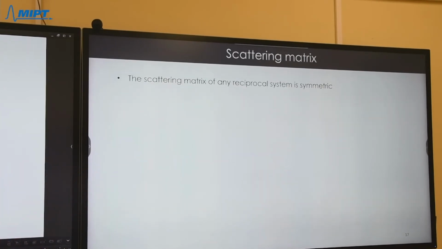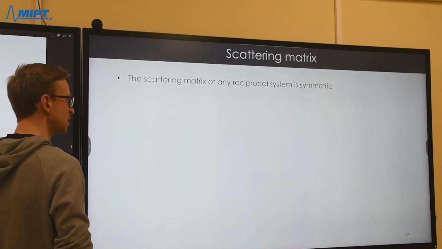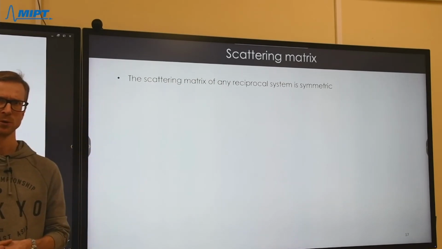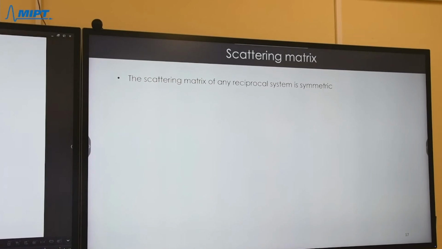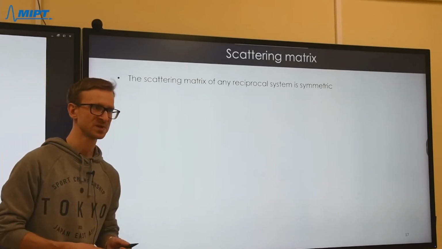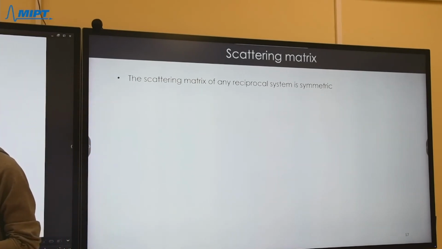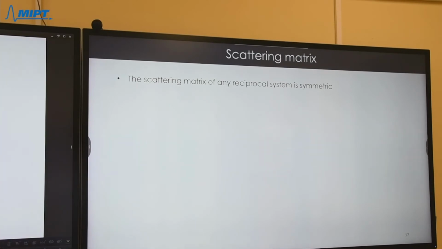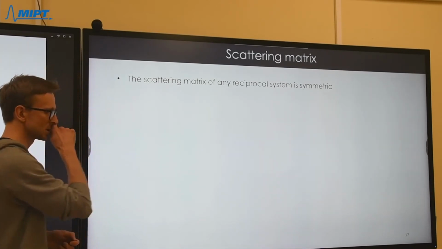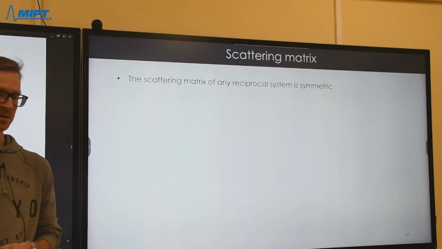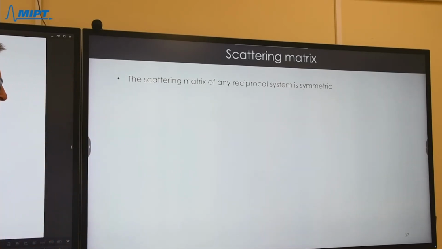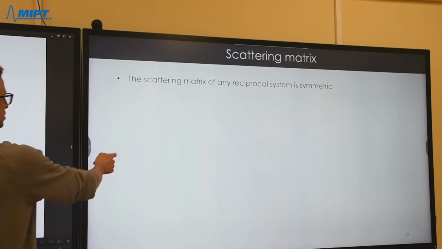Another important constraint on the S matrix elements, which will play a significant role later, is the one that is imposed by reciprocity. So many systems that we'll be dealing with, in fact, almost all the structures that we'll be dealing with in the spring term are going to be reciprocal. And you remember that reciprocity means absence of static magnetization, absence of time modulation, and absence of any nonlinearity. And this property corresponds to a certain symmetry of the corresponding S matrix of the object.